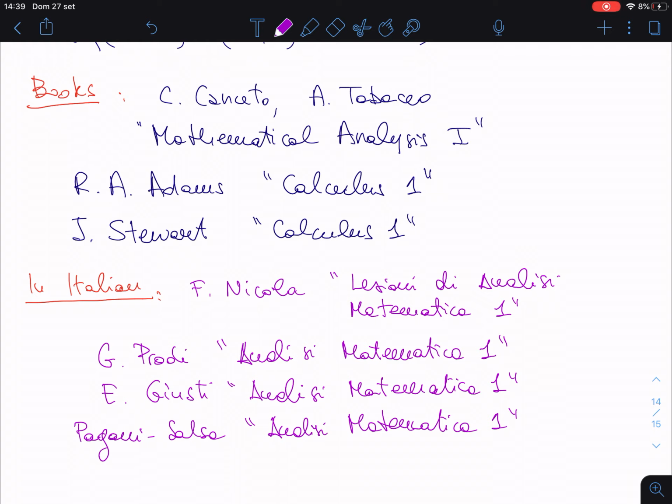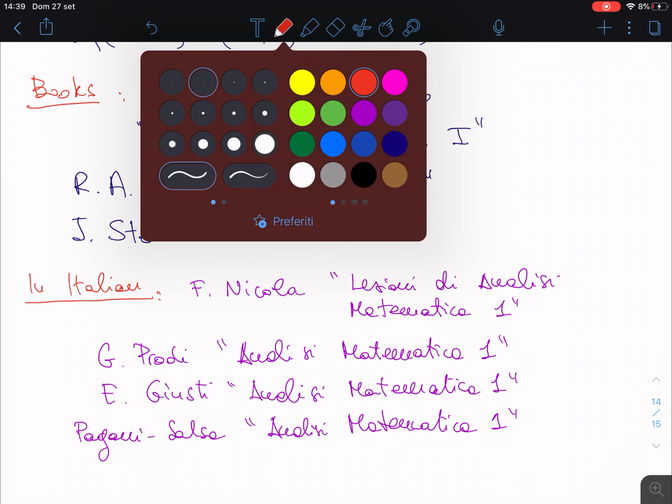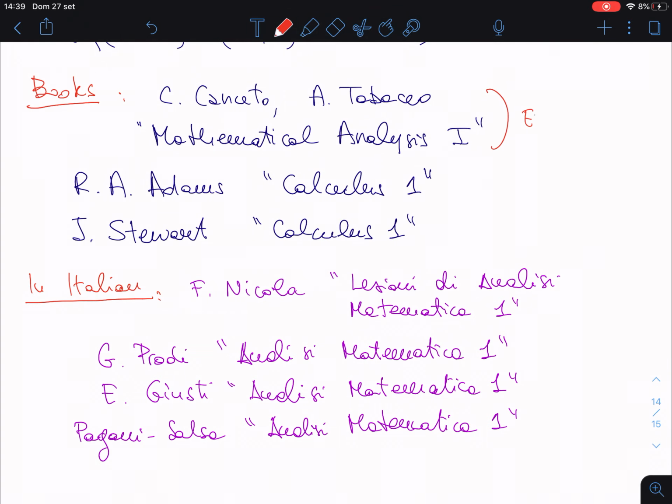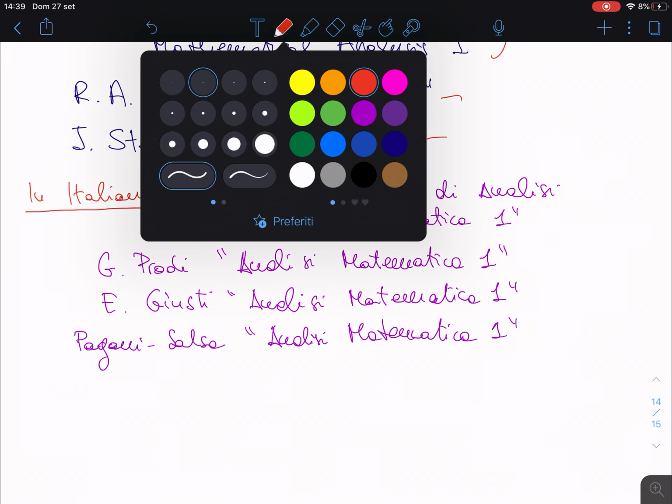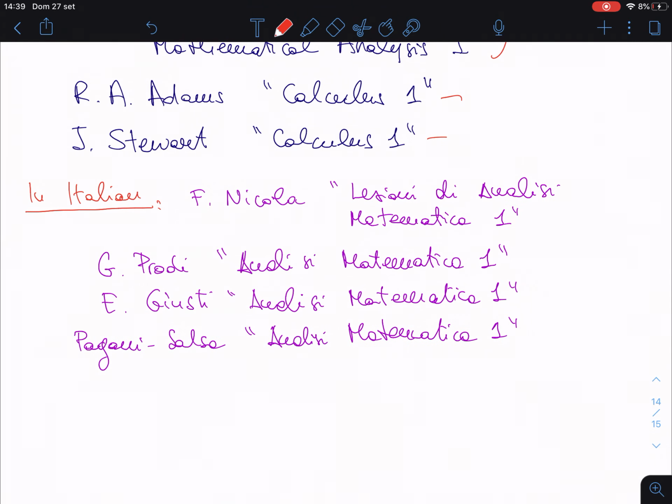Also for the exercises there are many books. In the book by Canuto and Tabacco there are also many exercises. Here and here there are many exercises, and there is also Giusti, another volume of exercises, which is very nice and very difficult.